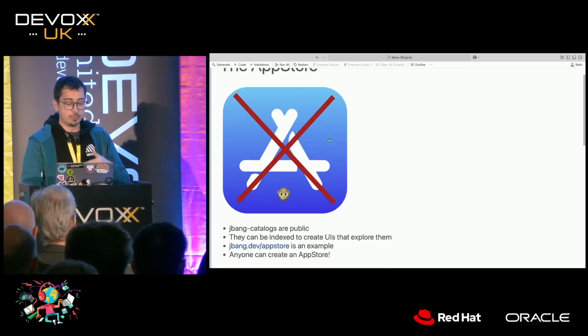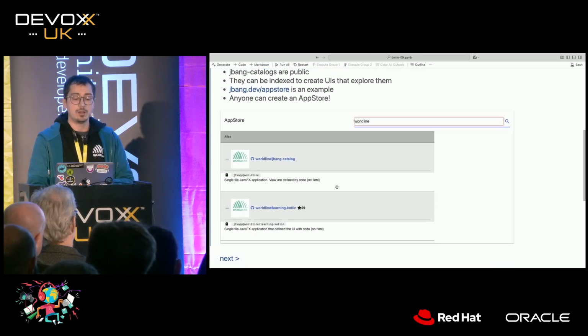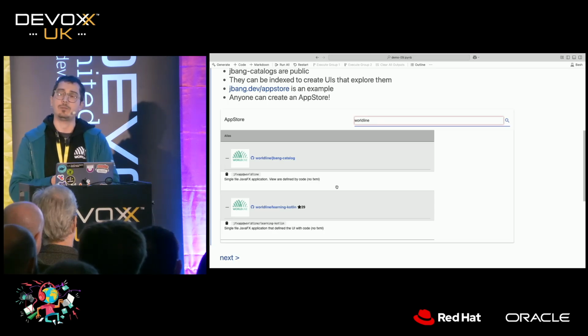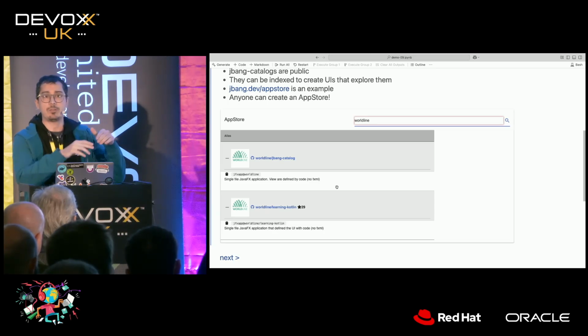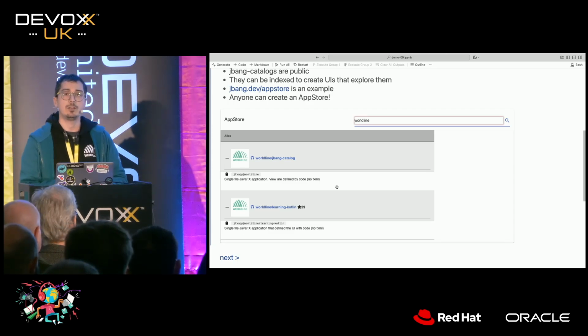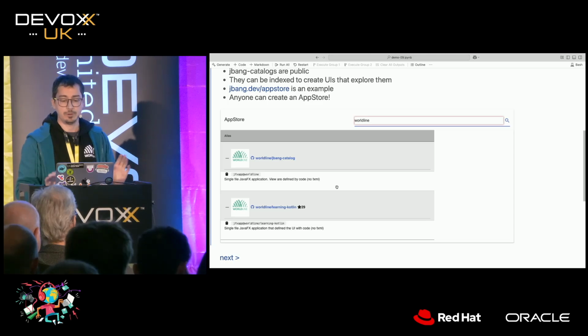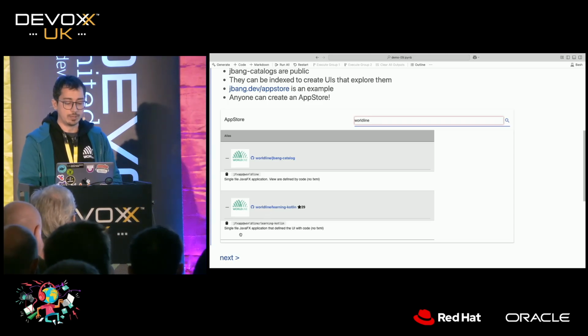One example is the jbang.dev App Store website, which proposes an app store that you can use to scroll or browse through the available catalogs. And here is a screenshot of when I search for Worldline in the JBang App Store. And anyone can create an app store. It's not something that is locked to JBang itself.